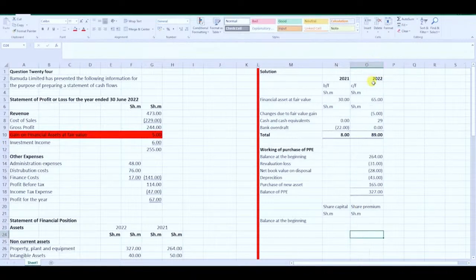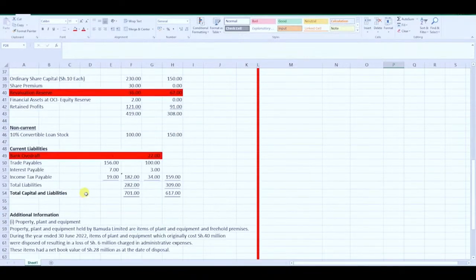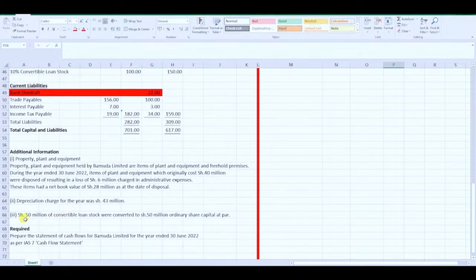Here, and then we have now the total value given to us there, and these are in millions, so we just do the same right here, are in millions. So what is the balance at the beginning right there? The balance at the beginning given to us there is, let's see, down here. We can see note number 3. Shillings 50 million of convertible loan stock were converted to 50 million ordinary share capital at par.